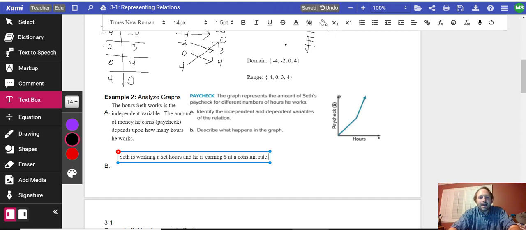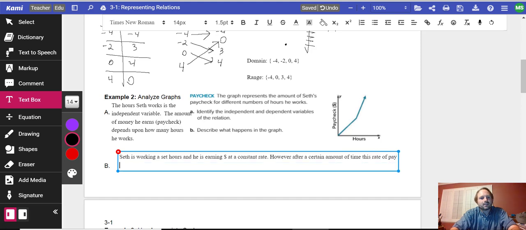However, after a certain amount of time, this rate of pay increases. So this is probably he's going into overtime. So instead of just going up like this, now all of a sudden it's going up even more. His rate of pay has increased. Let's go on.